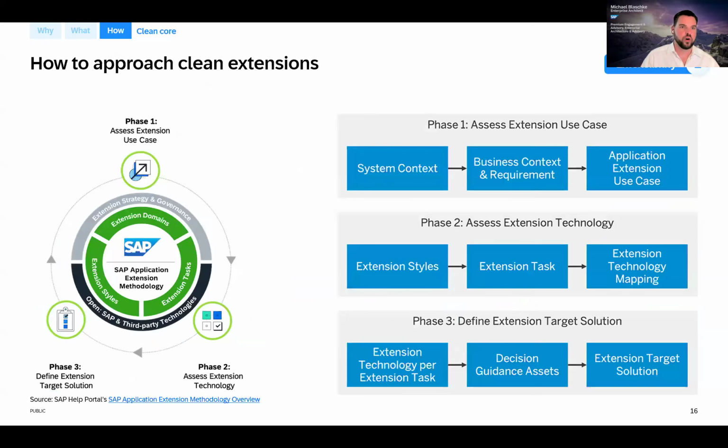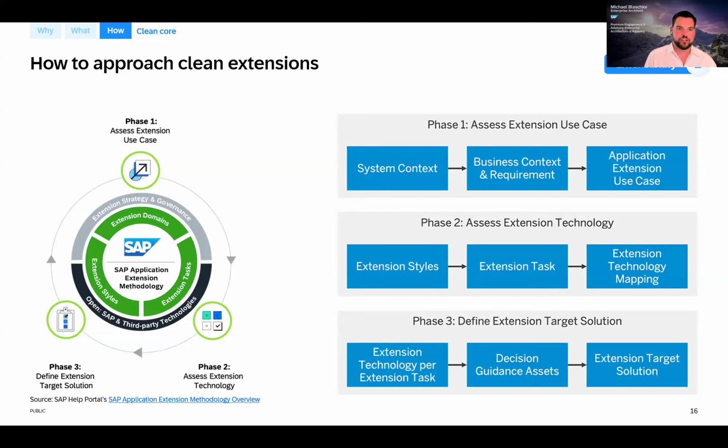All right, so I want to conclude the how section with the question of how to approach clean extensions in the first place. This slide introduces the SAP application extension methodology, which provides a structured three-phase approach for defining extension tactics. The circular diagram here on the left shows the methodology's holistic circular nature, and the linear flow on the right details each phase's specific deliverables and progressions.